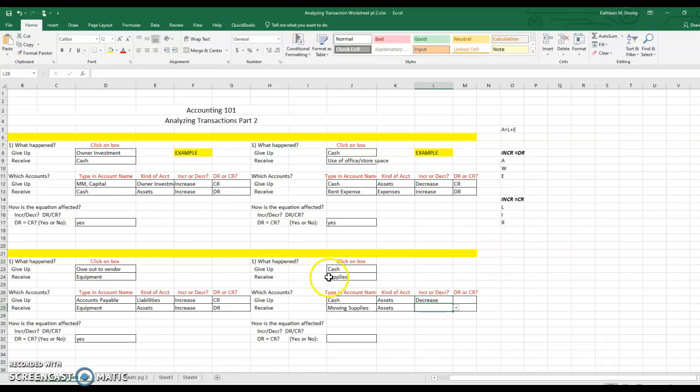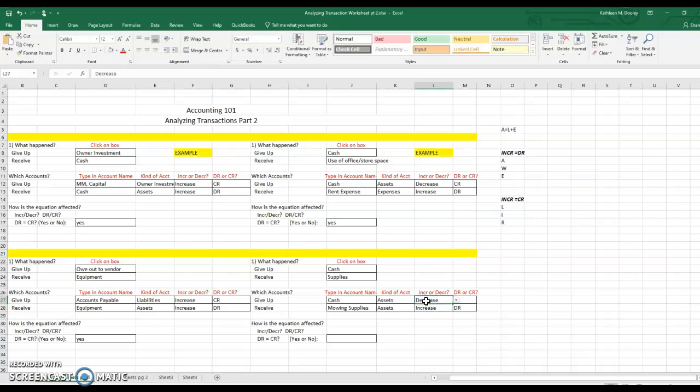Okay? Go back to the top. What about supplies? Do we have more or less supplies than we did 5 minutes ago? Well, we received supplies, so we have more supplies. We have an increase in supplies. Okay, now I look up my debits and credits. I have an increase in assets. I go, here's an asset. Do I have an increase? Yes, so that's going to be a debit.